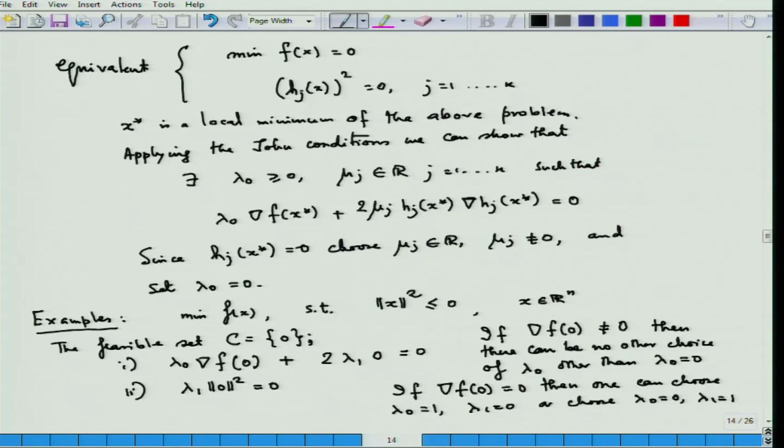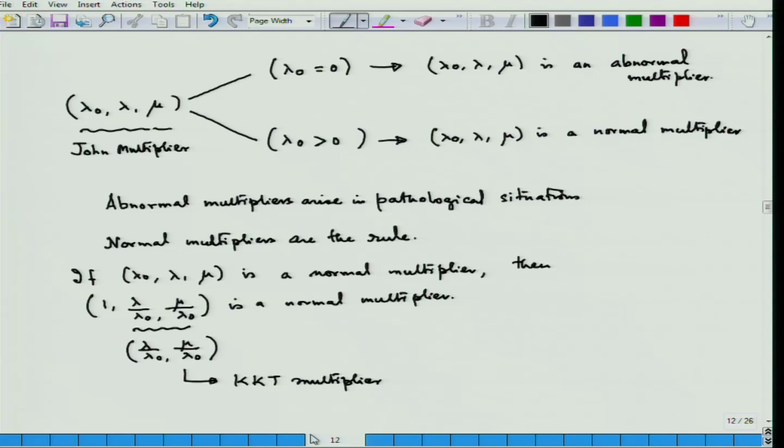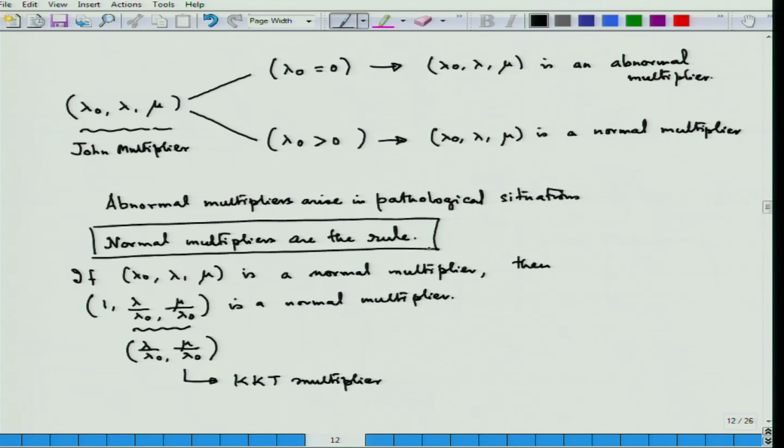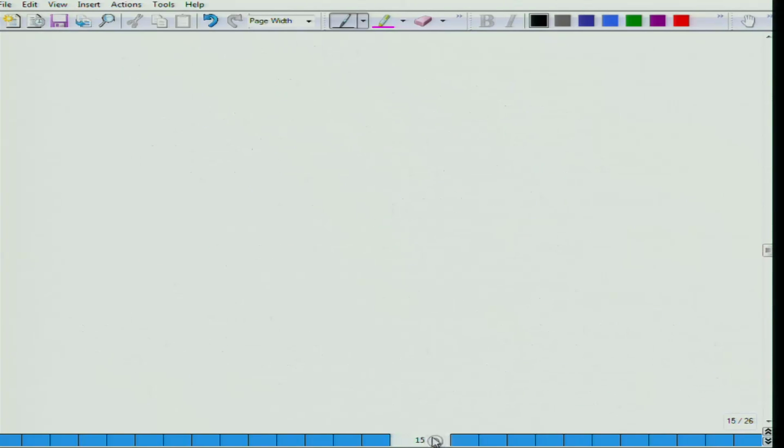So, only in pathological, very bad situations, or this sort of bad ill posing of the problems, does this become 0. In general, as we see, this is the rule. This is something extremely fundamental and you should remember this. Normal multipliers are the rule. We will again give more examples to substantiate such a claim that we have made. Of course, you cannot prove it, but you can show that in most examples such a thing would actually work.